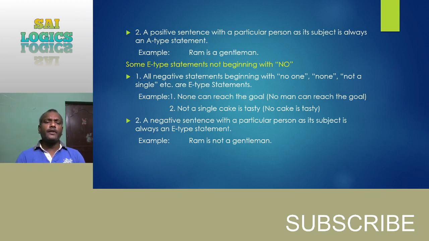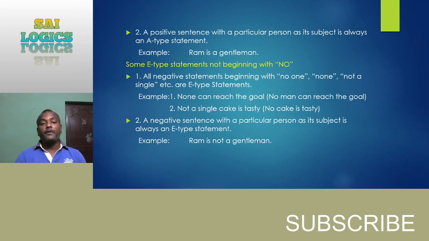Second case, a negative sentence with a particular person as its subject is always an E type of statement. So negative sentence and it is talking about a particular person is to be called as E type. So example is Ram is not a gentleman. So Ram is a person and the statement is particularly talking about him and it is giving a negative information. So this is to be treated as no type.